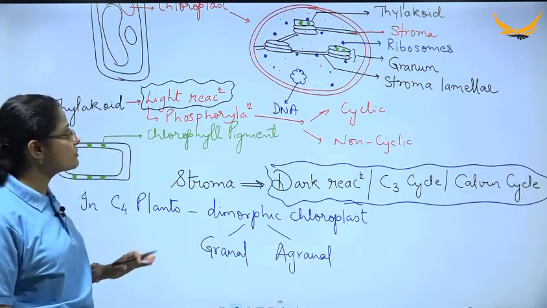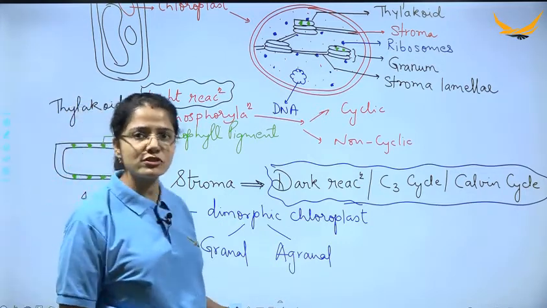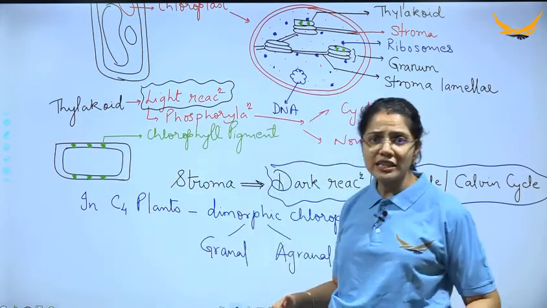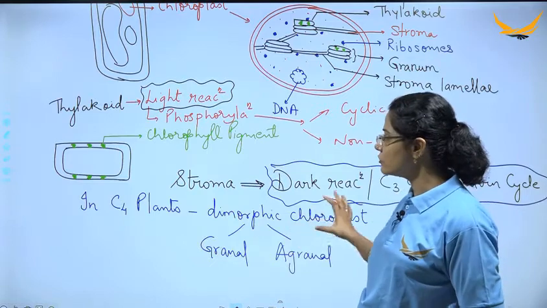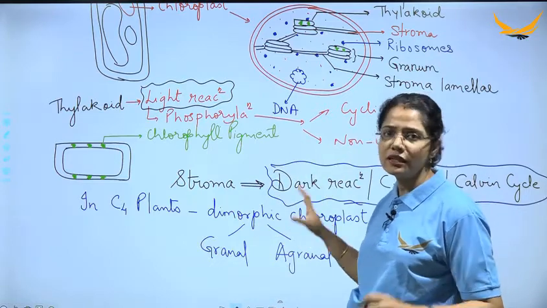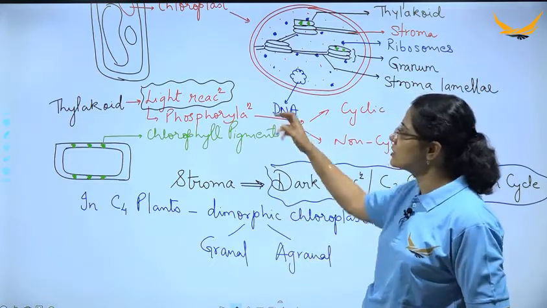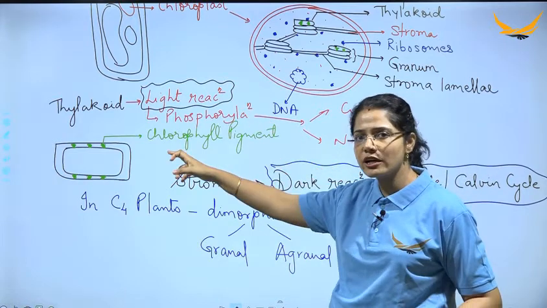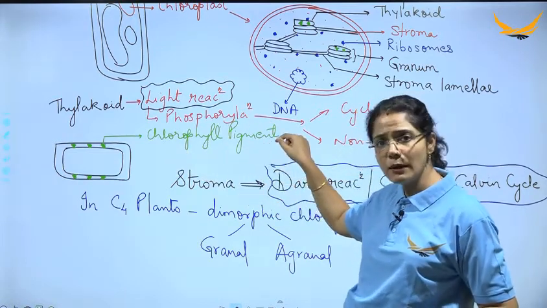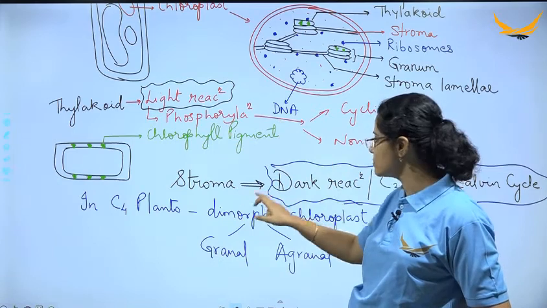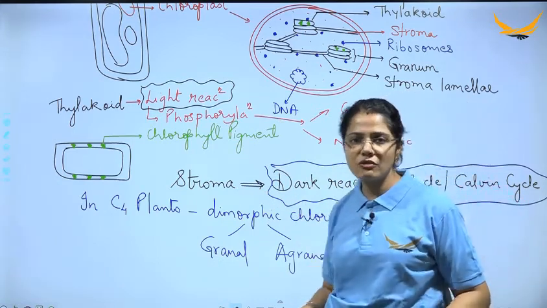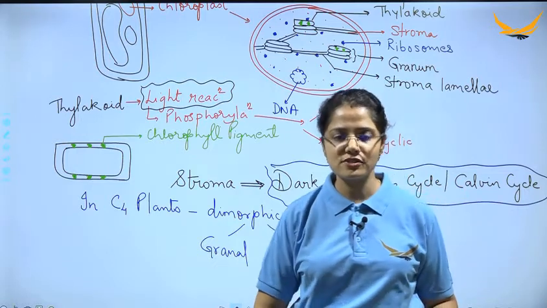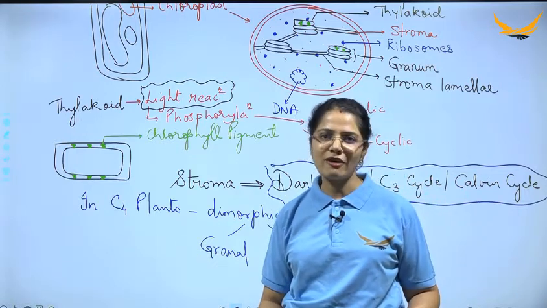So as of now, we are very clear with the site of photosynthesis, how it takes place, that we are going to learn in the next videos, correct? So site of photosynthesis is basically, to be very precise, the light reaction takes place in the thylakoid because it has the chlorophyll pigment. And dark reaction takes place in the stroma because it has the necessary enzymes required for the dark reaction. I hope children you all have followed.